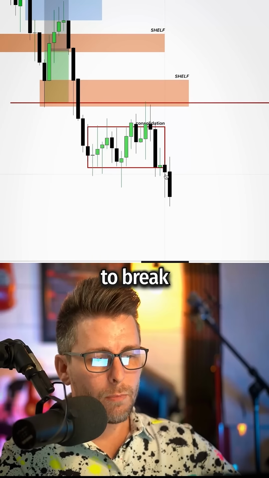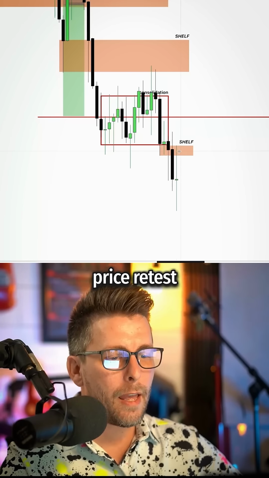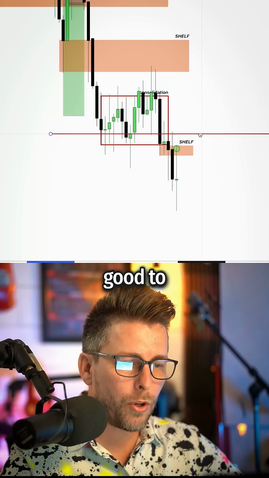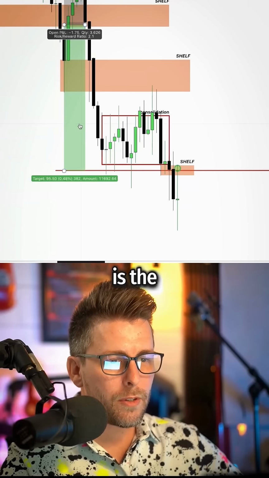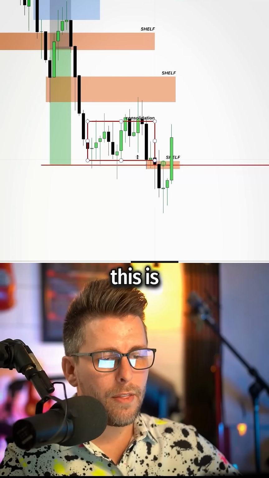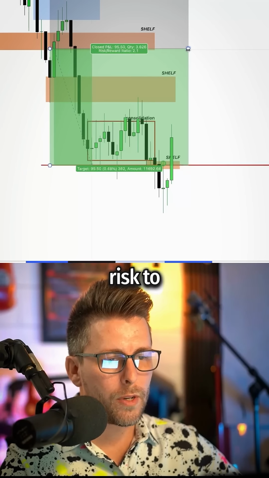Okay, price starts to break down. Now here's an area where price got held up and started to consolidate, and price retests that shelf right here. You can see the wick, so we're good to trail even tighter. So this is the worst that can happen to our trade. And now we get stopped out, and this is our final trade, and not bad, right? It's a 2.1 risk to reward.